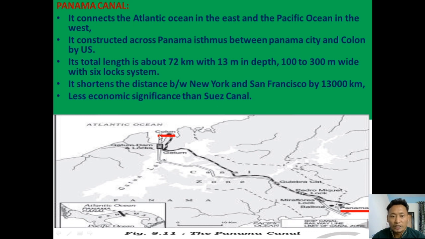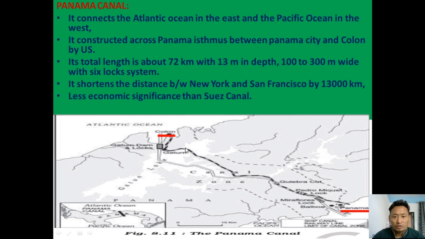Between the two cities Colon and Panama, these are the two terminal stations of that particular canal. The USA built this canal in order to connect the eastern coast of the USA with the western coast. The total length of this shipping canal is about 72 kilometers and the depth is 13 meters. The width of this canal is 100 to 300 meters, and it has a 6 lock system. Lock system means gate system.